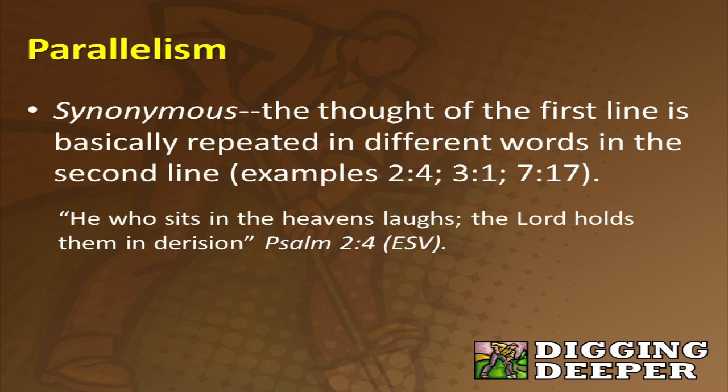First up is synonymous. In synonymous parallelism, the thought of the first line is basically repeated with different words in the second line. So, for example, Psalm 2:4, he who sits in the heavens laughs, the Lord holds them in derision.